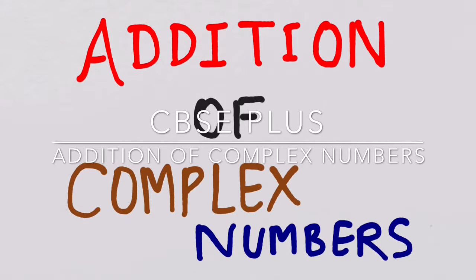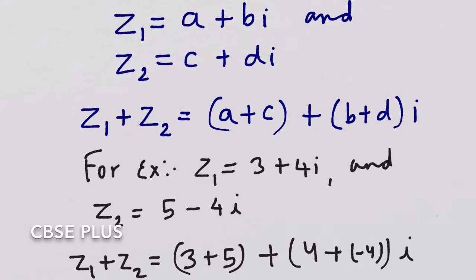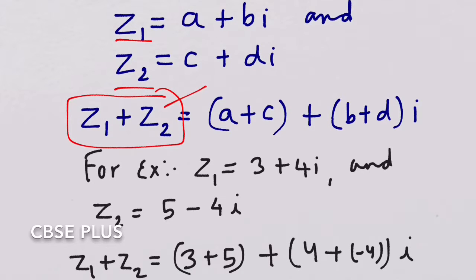We are doing the addition of complex numbers. Let's take two complex numbers, z1 is equal to a plus b iota and z2 is equal to c plus d iota. First we have to keep in mind that whenever we add two complex numbers, we will get again a complex number. So this addition will give a new complex number.